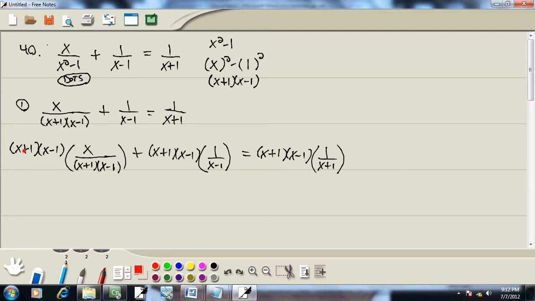Now, when we do that, this cancels with this, the x plus 1s. The x minus 1 here cancels this x minus 1 here. In our second grouping, the x minus 1s cancel. And on the right side, our x plus 1s cancel. So let's see what we're left with. Left with an x here plus x plus 1 times 1, which is just x plus 1. And on the right side, x minus 1 times 1, which just leaves us with x minus 1.